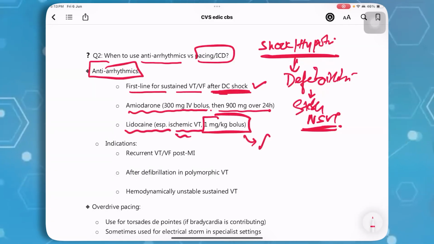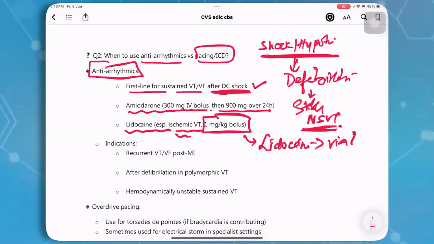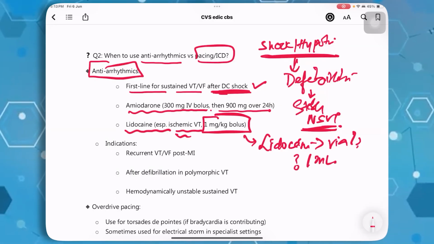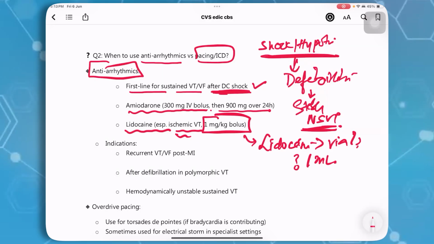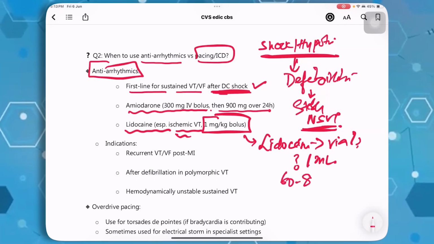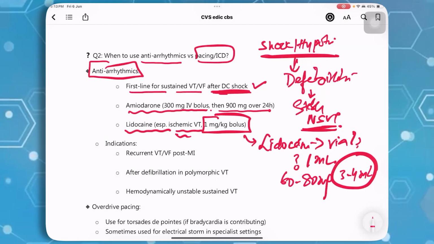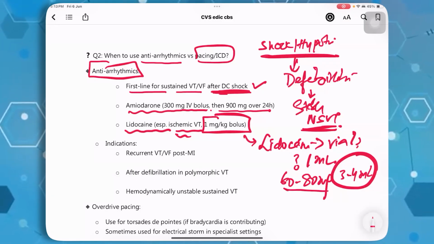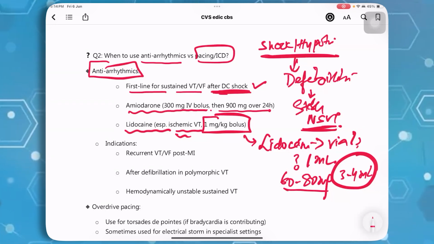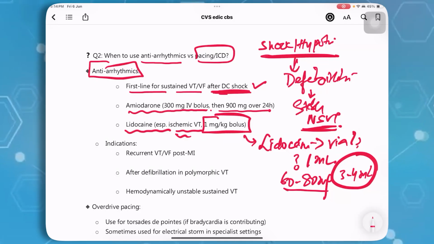How much is the lidocaine in the vial per ml? 20 milligram per ml. So that means you will need to give around 60 to 80 milligrams, that is 3 to 4 mLs of IV lidocaine. 2%. Say again? That's 3 to 4 mLs of 2% plain lidocaine. Yes, absolutely.